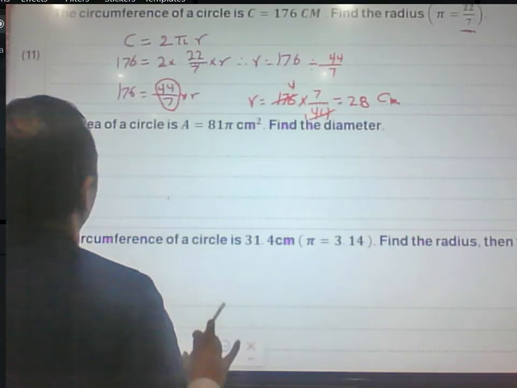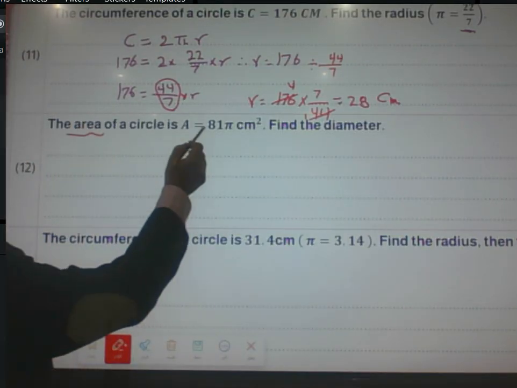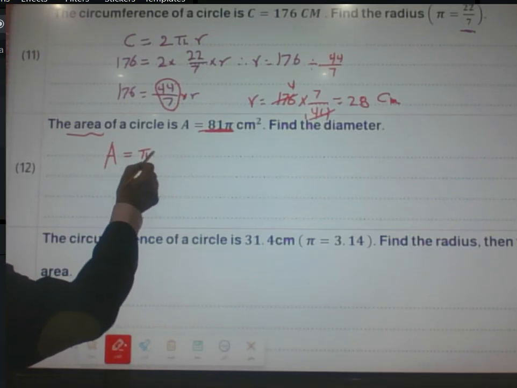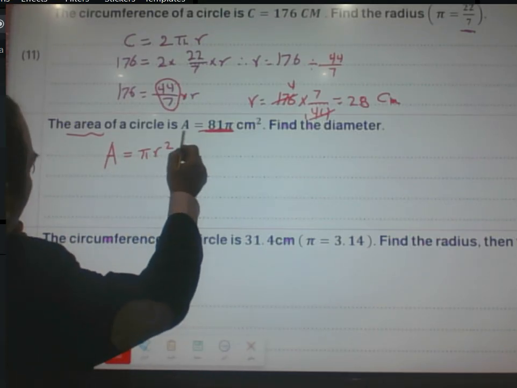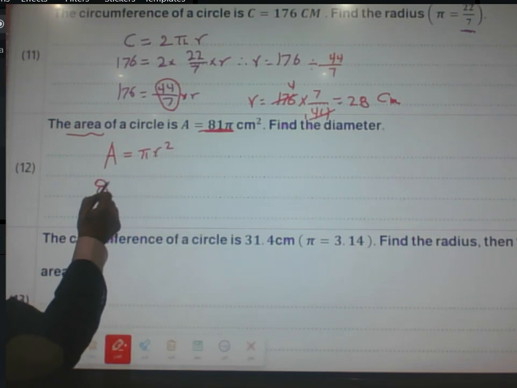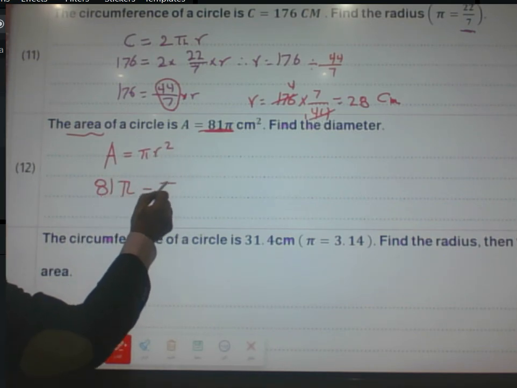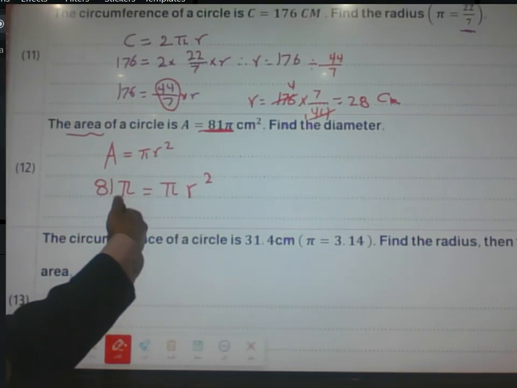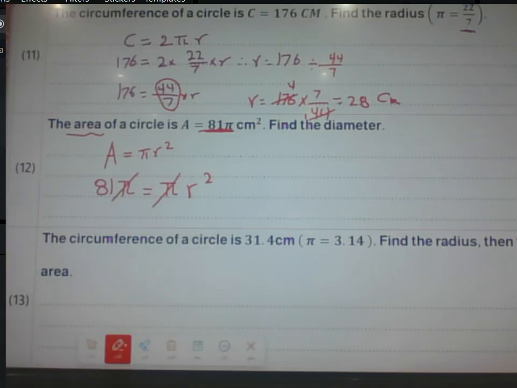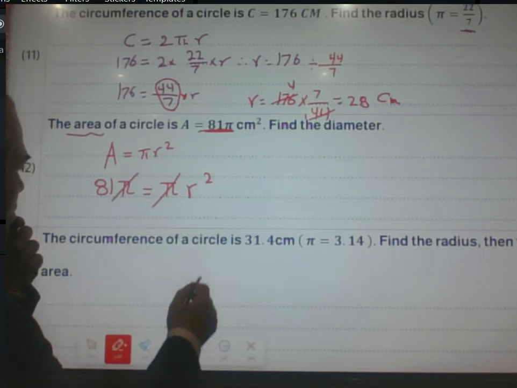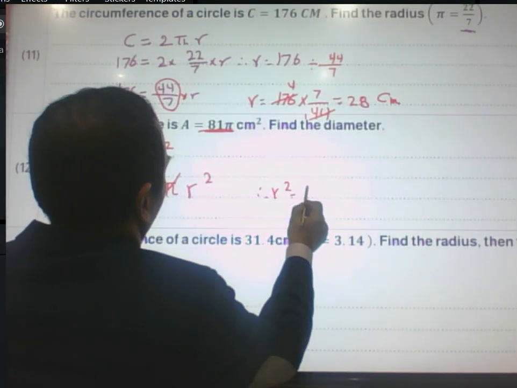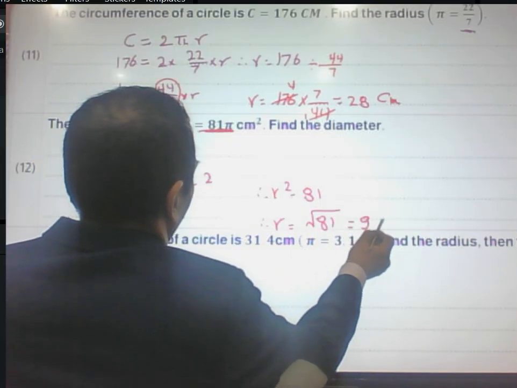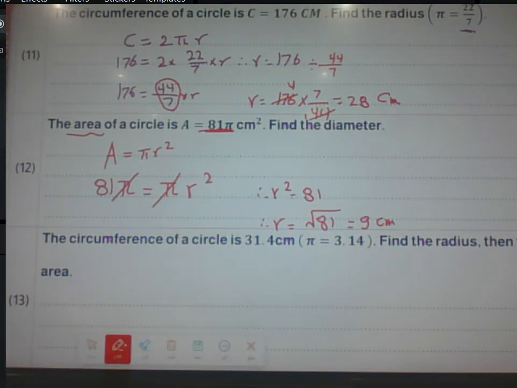Okay. Next question down here. The area of a circle is 81 pi square centimeters. Find the diameter. We know the area equals pi r squared. Then replace the value of area, 81 pi, equals pi times the radius squared. Here we can find the value of the radius by dividing the left hand side by pi, because pi here is a number not equal to 0. Then we can find r squared equals 81. So r equals the square root of 81. It will be 9 centimeters. Then the radius here will be 9 centimeters.